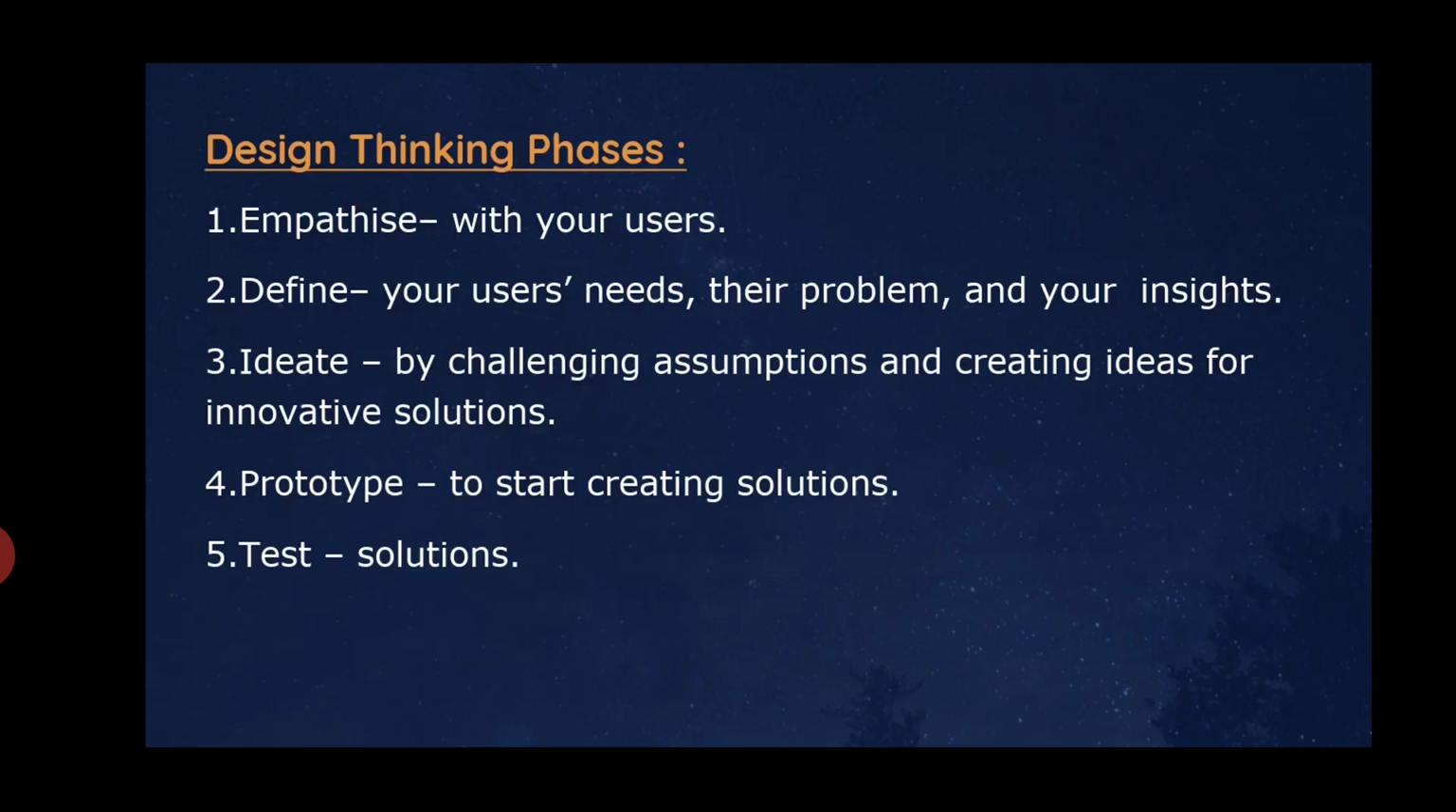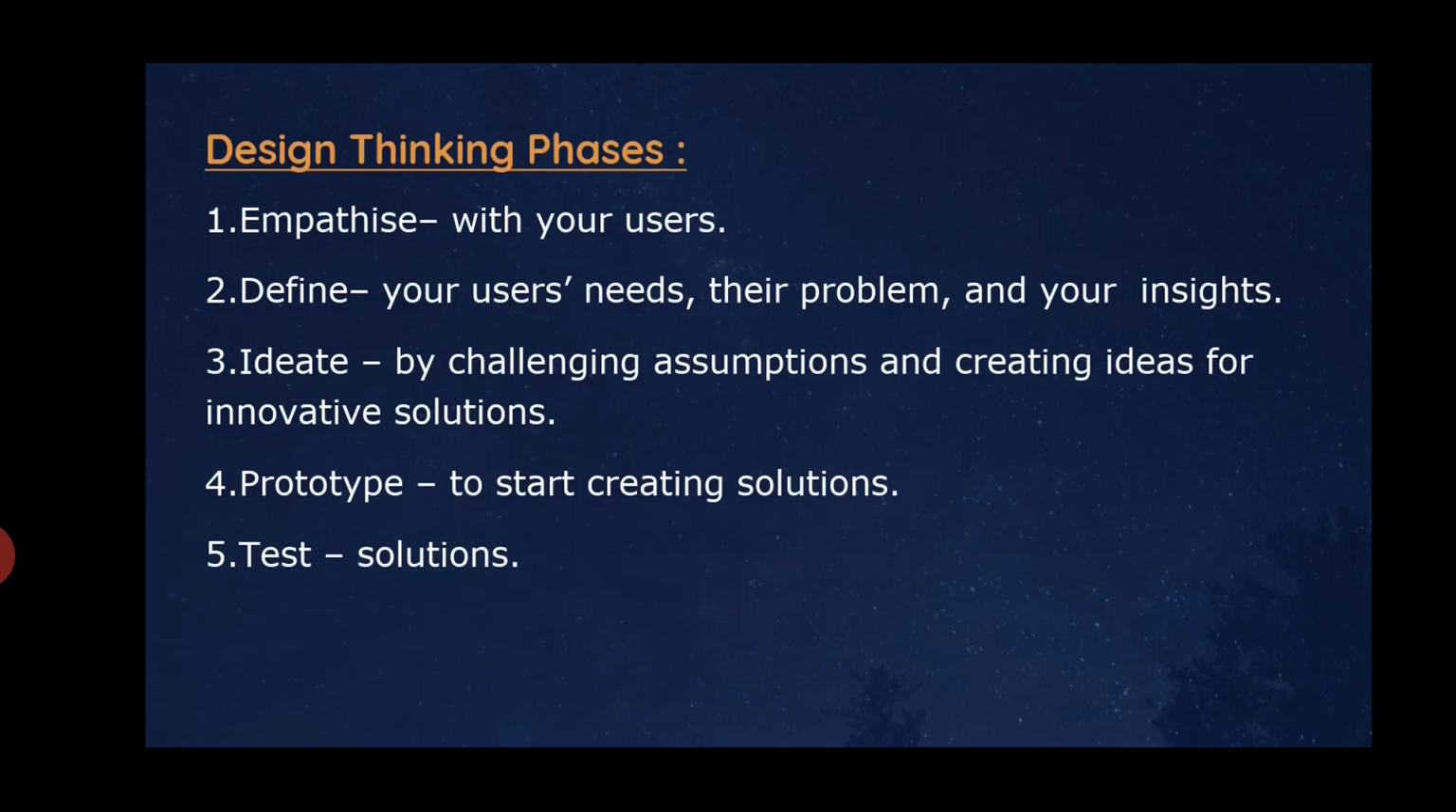First of all, they can observe people via empathy. These are the five steps of an efficient and systematic process called the phases of design thinking.